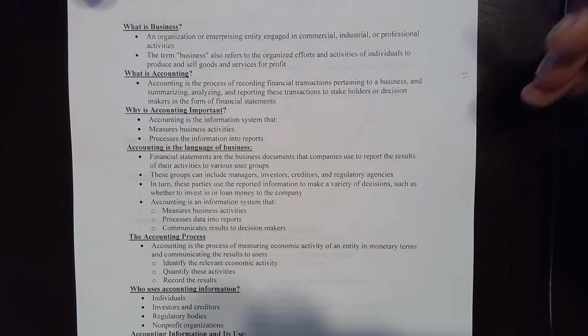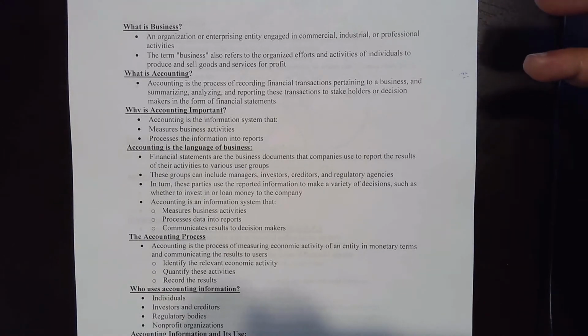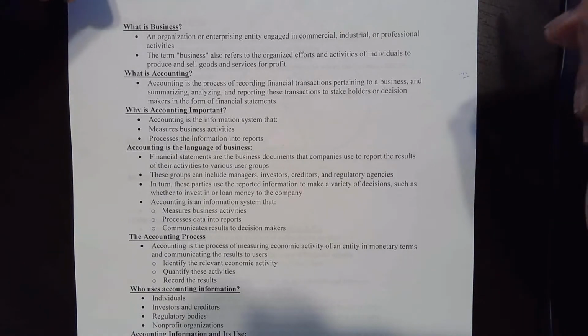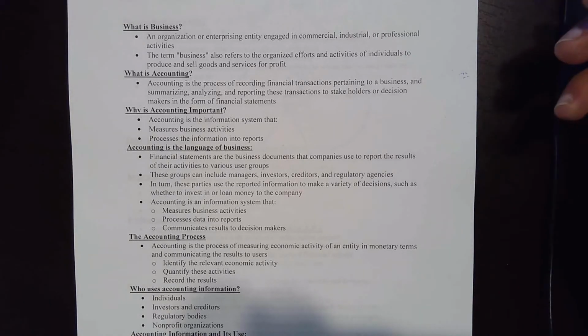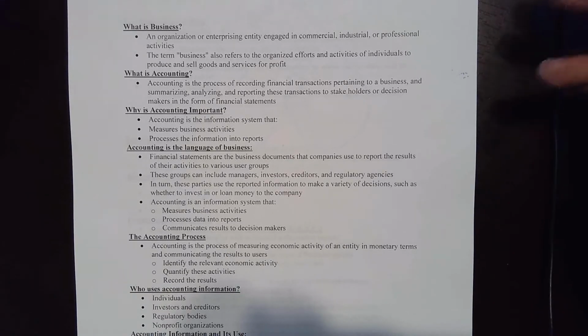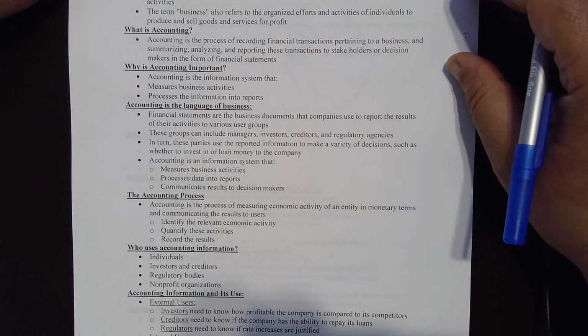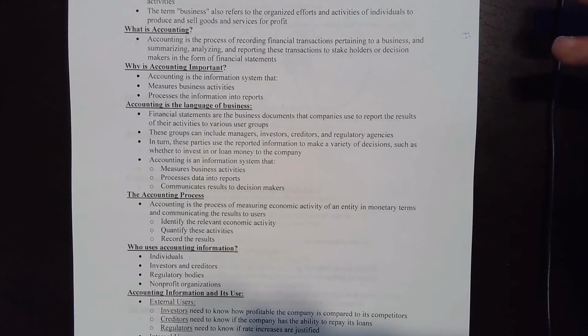If we are providing a product, the product could be like a Dell computer or an Apple iPhone. But we are also talking about professional activities or service firms, such as a doctor's clinic, a lawyer's office, an architectural office, or an accounting office that's providing those services. So what is accounting and how is accounting associated with business?